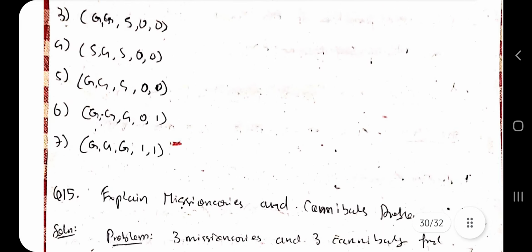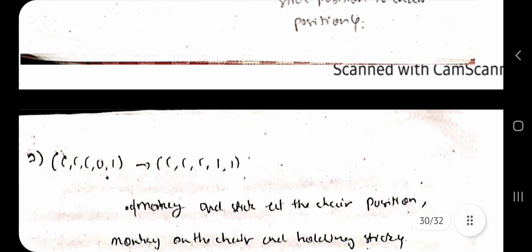The steps are given: first the monkey goes and brings the chair, then he holds the stick, and then he stands on the chair, then he waves the stick to the banana. If the position is correct, all these three things are the same and it's 1-1, you'll get the banana. So that was about the monkey and banana problem.